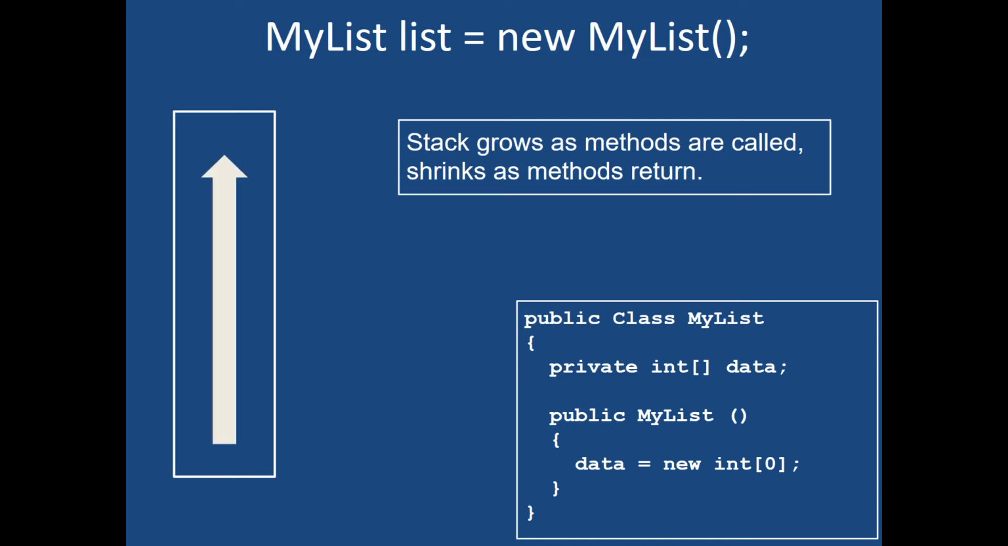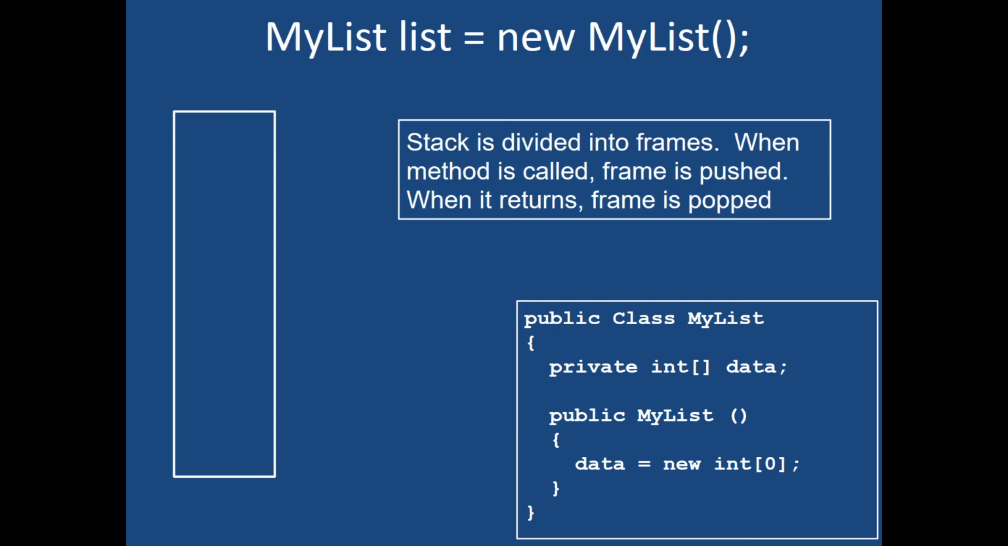And the stack grows as methods are called. Initially, there's no space being taken up on the stack. As methods are called, the space used by the stack increases. We'll have it increase from bottom to top. And then as methods return, the space shrinks. The stack is divided into frames, and a frame corresponds to a method call. Each frame keeps track of the values of the parameters involved in a method call, and also the values of local variables. That's just where they're stored.